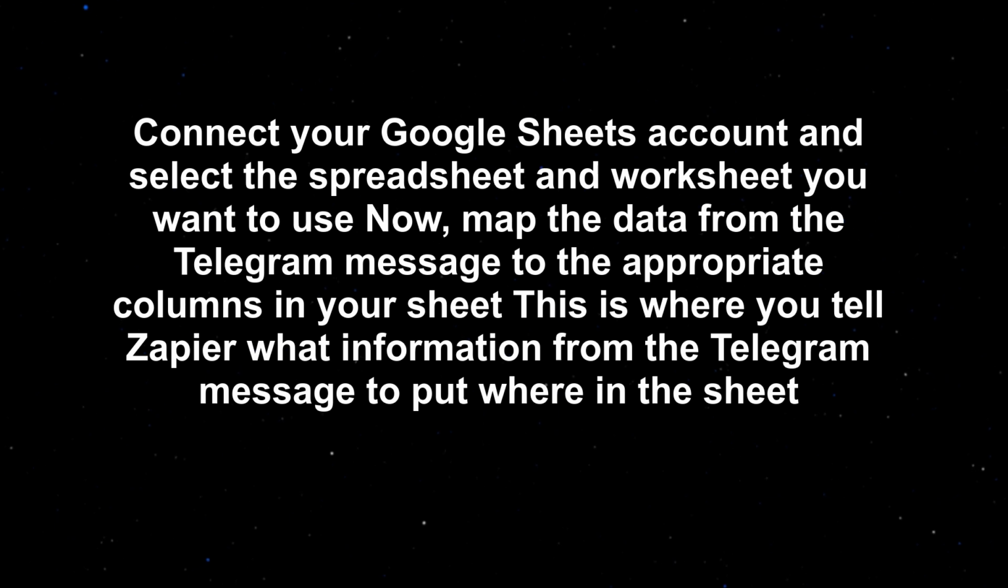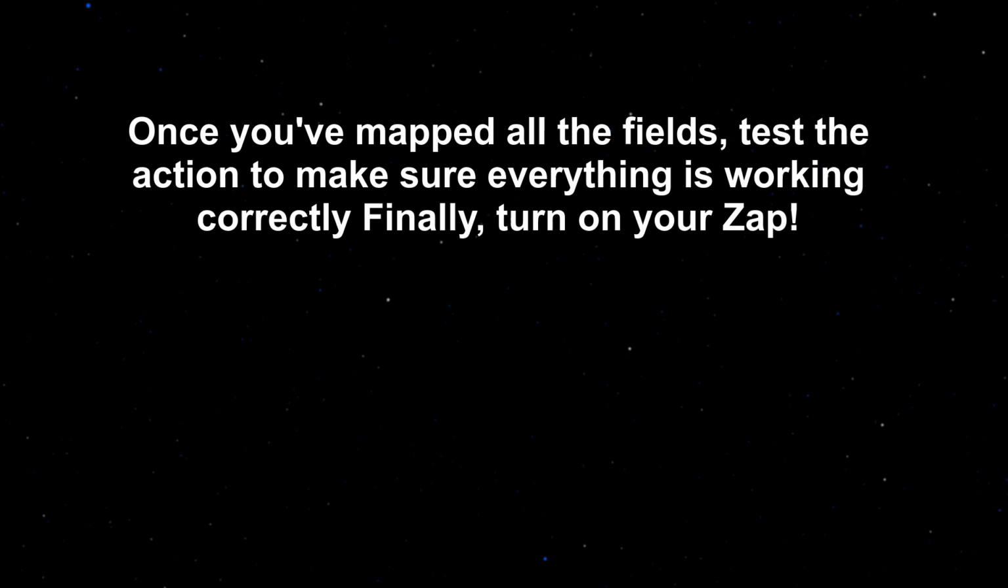Connect your Google Sheets account and select the spreadsheet and worksheet you want to use. Map the data from the Telegram message to the appropriate columns in your sheet. This is where you tell Zapier what information from the Telegram message to put where in the sheet. Once you've mapped all the fields, test the action to make sure everything is working correctly.